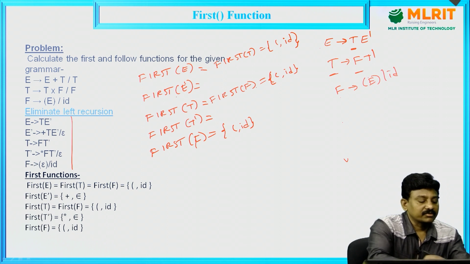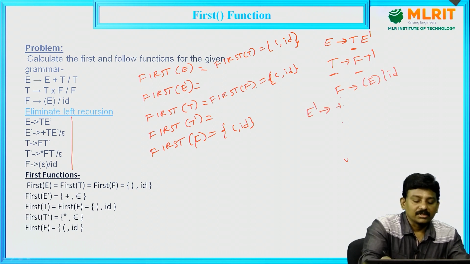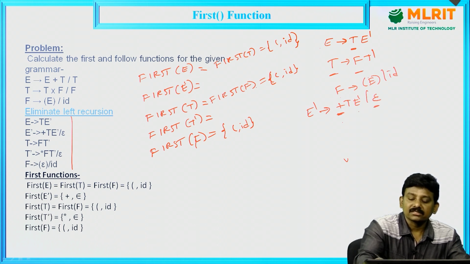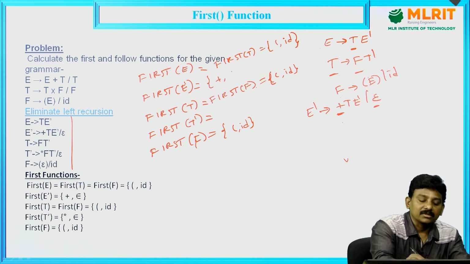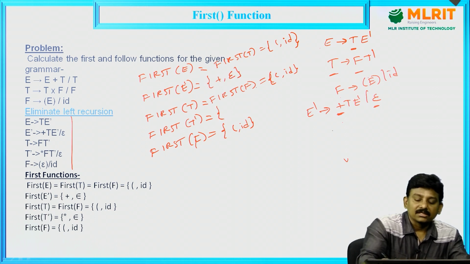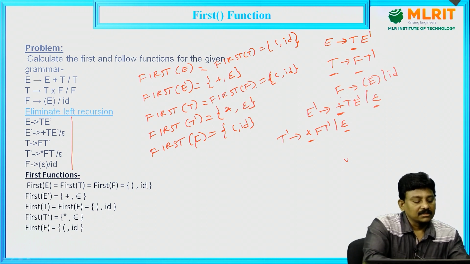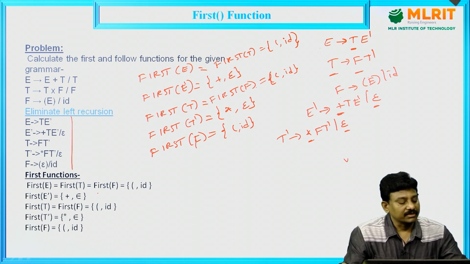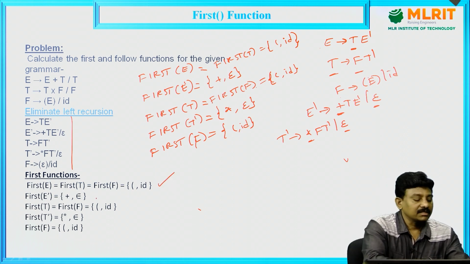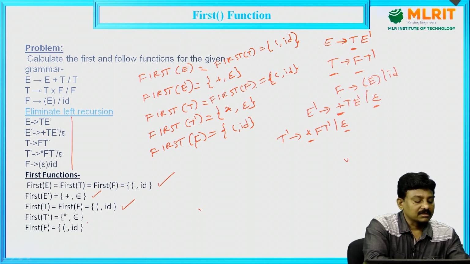Next, first of E dash. E dash derives plus T E dash or epsilon. The first symbol is a terminal here, so first of E dash is {plus, epsilon}. First of T dash: T dash derives star F T dash or epsilon. Star is a terminal, epsilon is a terminal. So first of T dash is {star, epsilon}. So these are the answers. First of E equals first of T equals first of F equals left parenthesis and ID. First of E dash is plus and epsilon. First of T is left parenthesis and ID. First of T dash is star and epsilon. First of F is left parenthesis and ID.